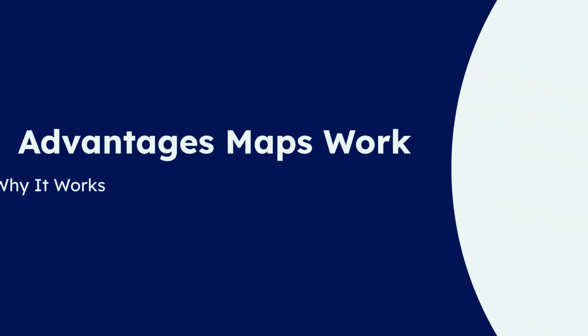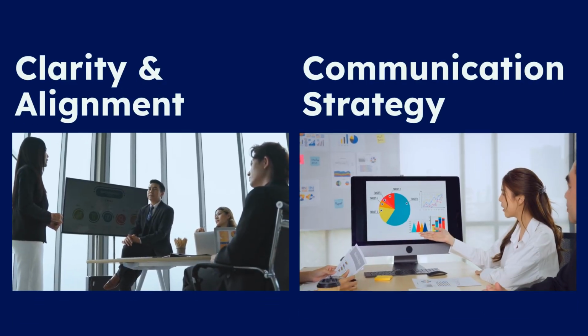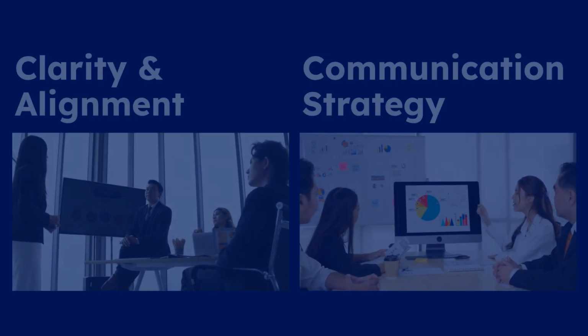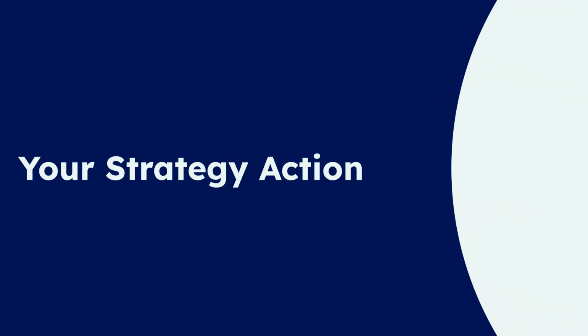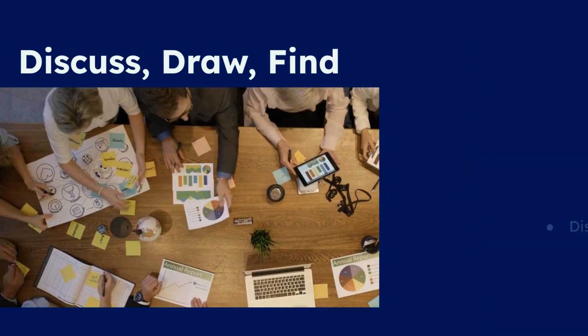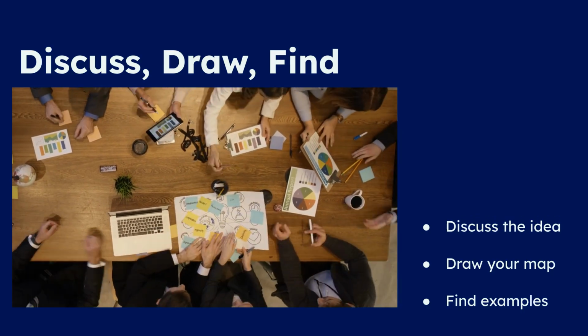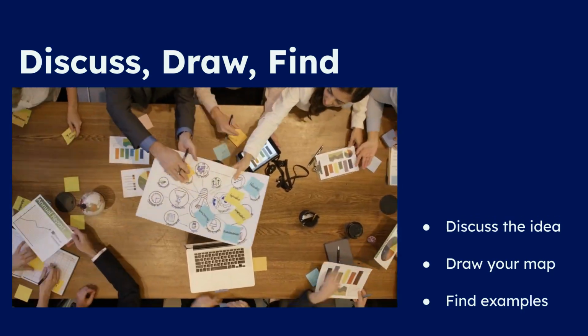Strategic maps work because they provide clarity, align actions with priorities, and facilitate communication of strategy. They also serve as a basis for measurement and management, all while staying connected to the Balanced Scorecard. To put your strategy into action, take the first step. Discuss the idea of strategic maps within your team or organization. Try drawing a map for a small project and look for examples in your field. Remember, visualization leads to understanding and action.